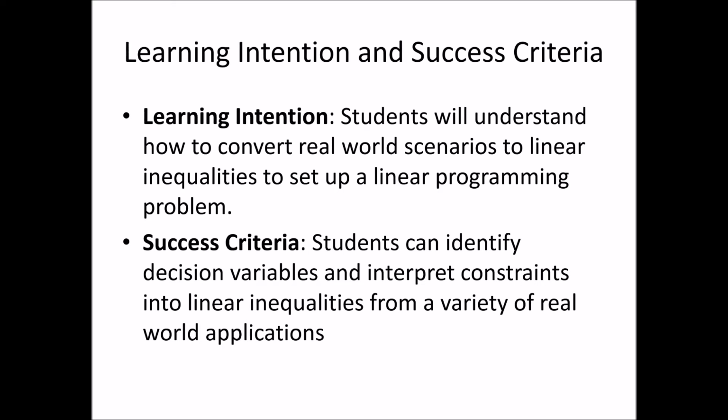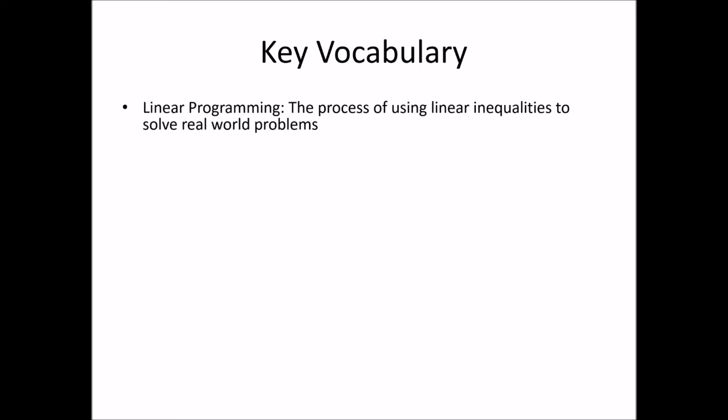So there are some strange terms there, so let's start with some vocabulary. First of all, what is linear programming? Well, quite simply, it's the process of using linear inequalities to solve real-world problems. Often what we're going to be doing is looking for a maximum or a minimum solution. That's also called an optimal solution. So these types of problems are also sometimes called linear optimization.